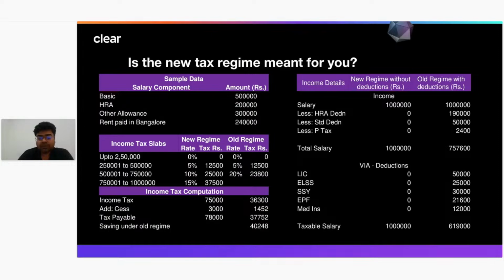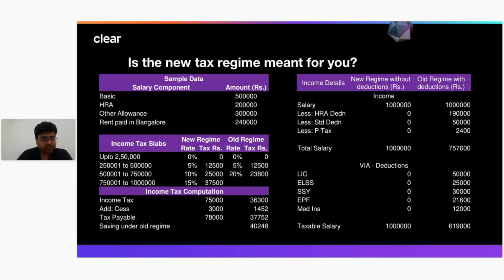Now let's try to understand whatever we have discussed in HRA. Let's try to recapitulate. We have mentioned that to get the HRA exemption, we need to see three figures. One is 40 or 50% of the basic. Number two is the HRA that I am getting. And number three is rent paid minus 10% of the basic.